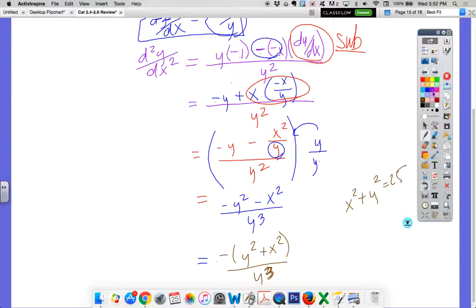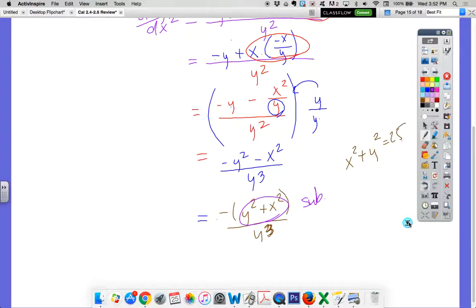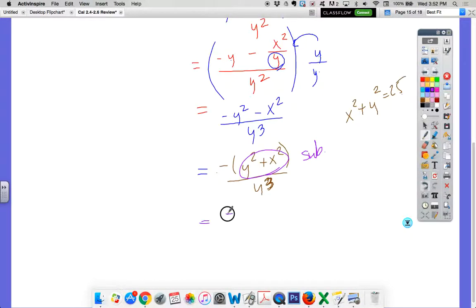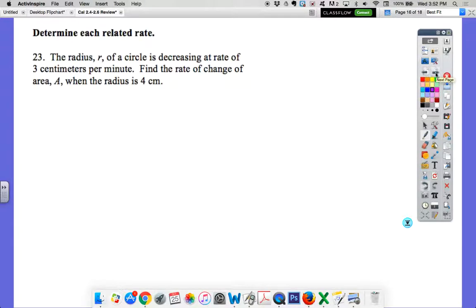That was the beginning. We've got to use that to substitute again because we know that the sum of x squared plus y squared is 25. Well, we have x squared plus y squared right here. So we're going to substitute again. And that's going to finish us off. Because once we make that substitution, we've got our negative out here. We're going to substitute that sum for 25 with a denominator of y cubed, and we're done. Okay, it's just kind of lengthy. Y'all have got to remember how that goes.